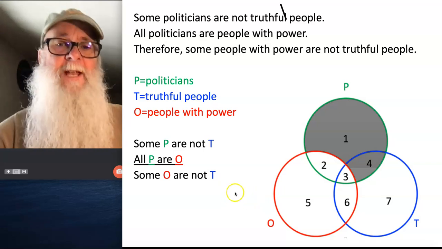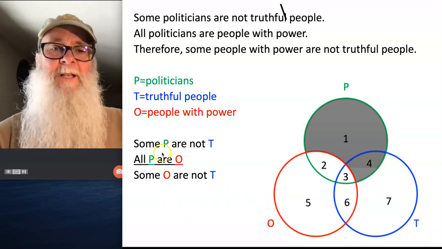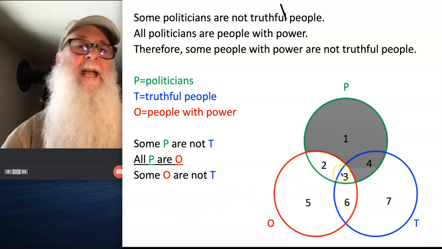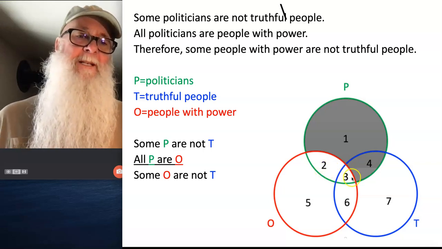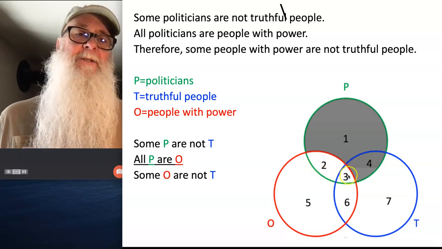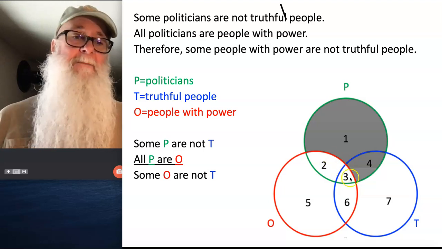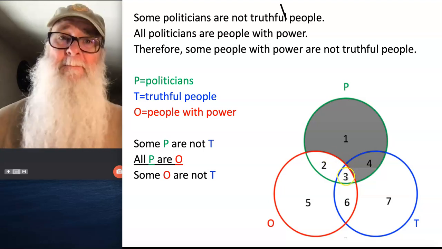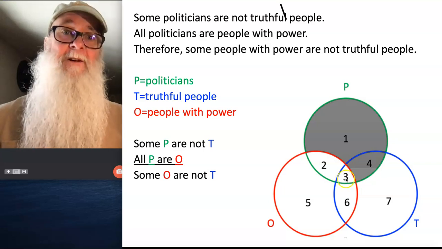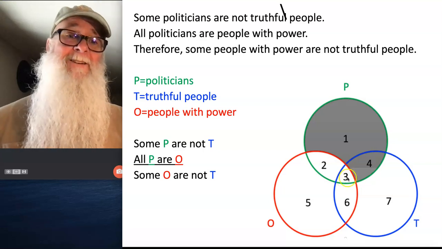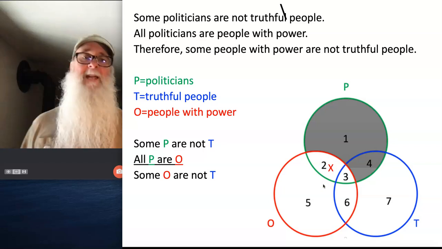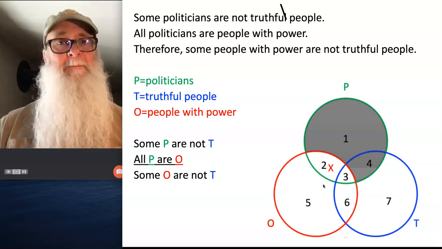All right, so now what I'm going to do is come back up to my first premise, some P are not T, and there's only 2 areas where any P can be. And that's in areas 2 and 3. And if I want to show that some P are not T, I'm not going to mark an X here in area 3, because that would be a P that is a T. That would show some P are T, and I want to show some P are not T. So now I'm going to mark my X in area 2, and I'm done marking.